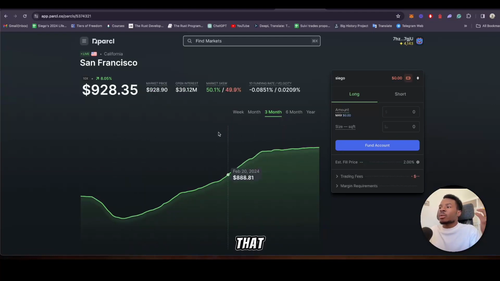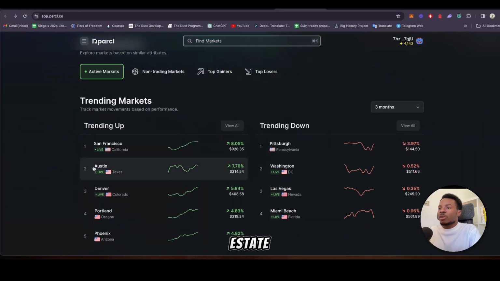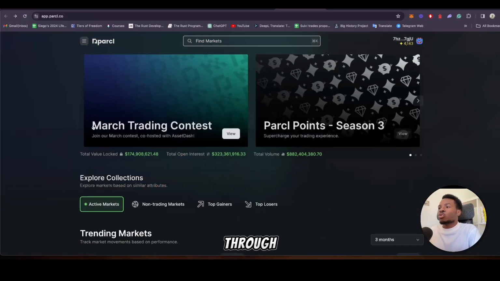If you think that the real estate market in San Francisco is going to appreciate, you can just come and buy a part of the real estate market and speculate on it like that. For example, as you can see, in the past 3 months it's been going up by about 8%. You can see it fluctuating over time. But you get the point, you can invest in real estate in different parts of the world, and you can do that through Parcl.